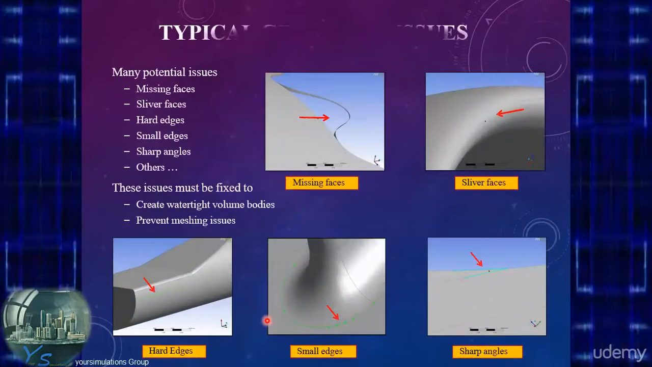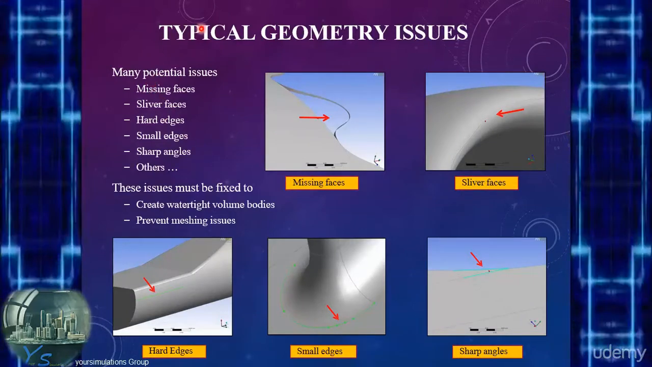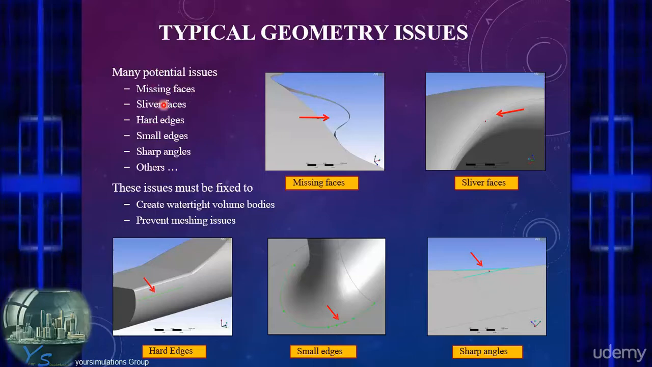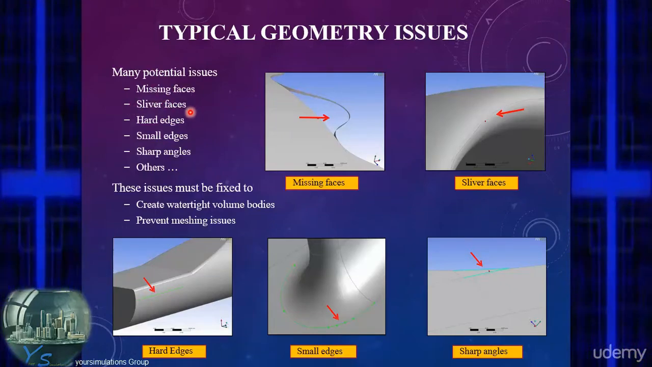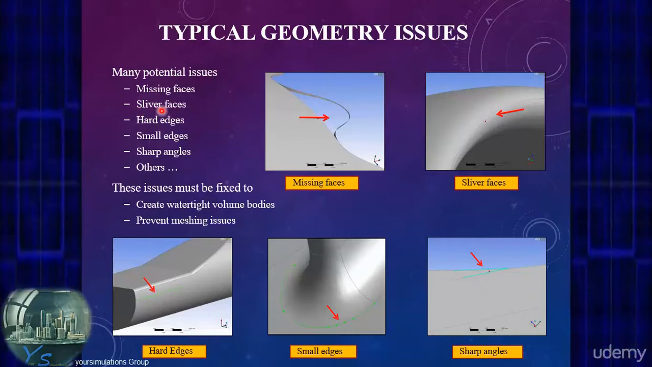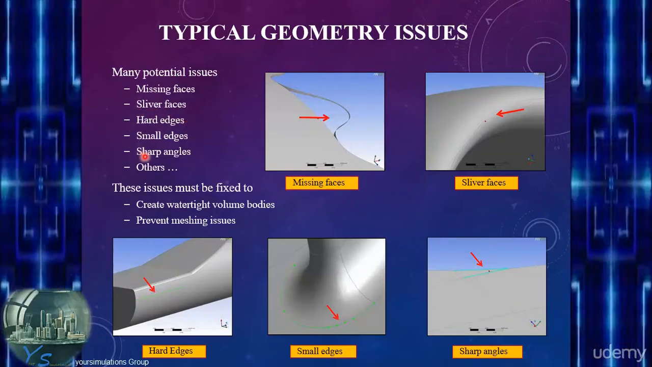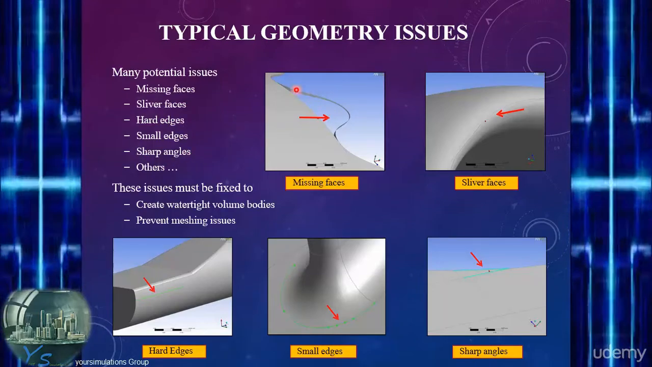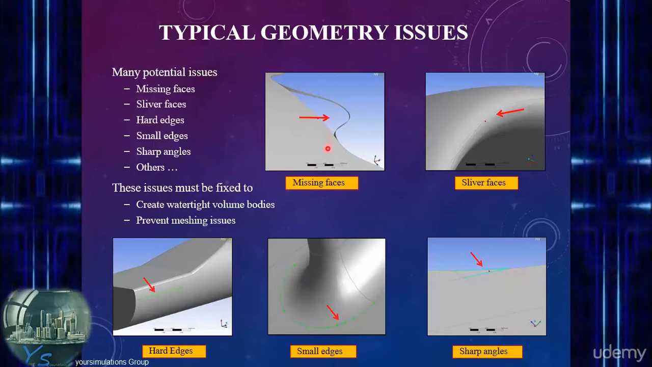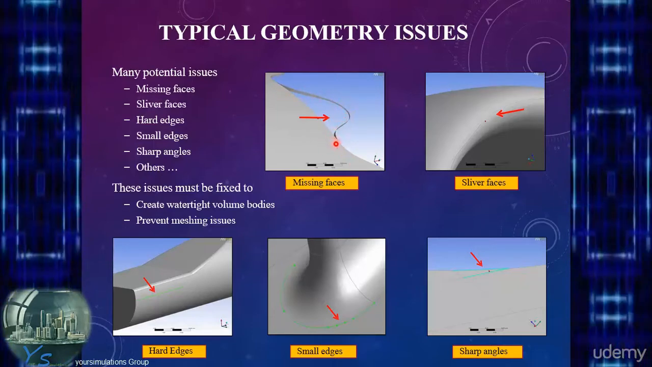So here's some of the typical geometry issues that we can see in this slide. Some of the issues may be missing faces, sliver faces or very sharp faces which would cause problems with meshing. Hard edges, small edges, and sharp angles. And there's some examples here which can be seen. So here we have a missing face where we have this hole in the geometry. We need to create a new face in order to fill in that hole region.